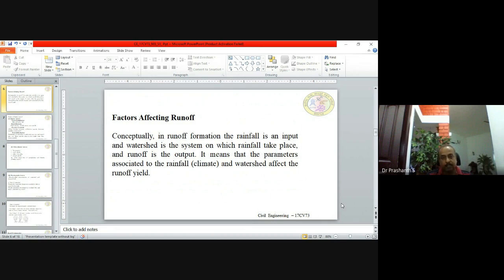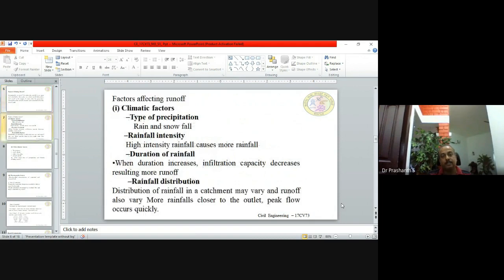It means that the parameters associated to the rainfall and the watershed, both the rainfall and the watershed, will have an impact on the runoff yield. So it is the parameters which are associated to the rainfall and watershed will have an impact on the yield of the runoff. Let's see what are the factors which will have an impact on runoff. It may be categorized as climatic factors, then catchment factors, etc.